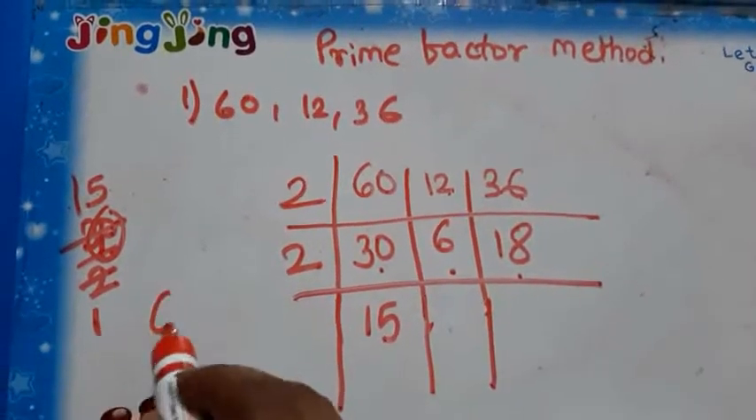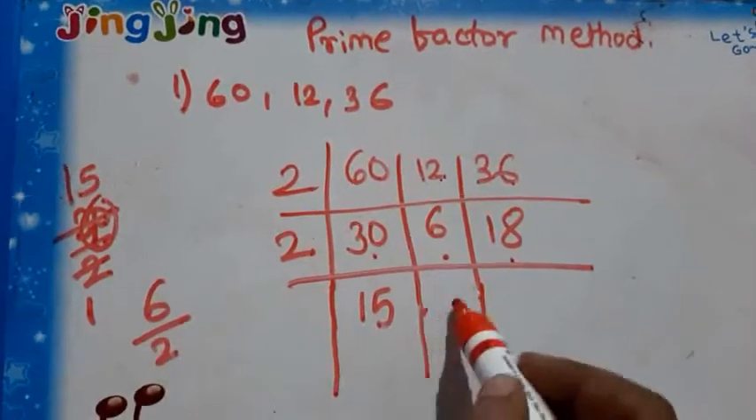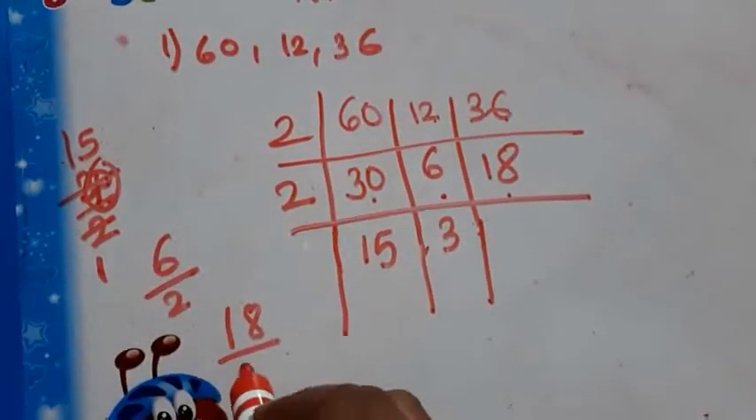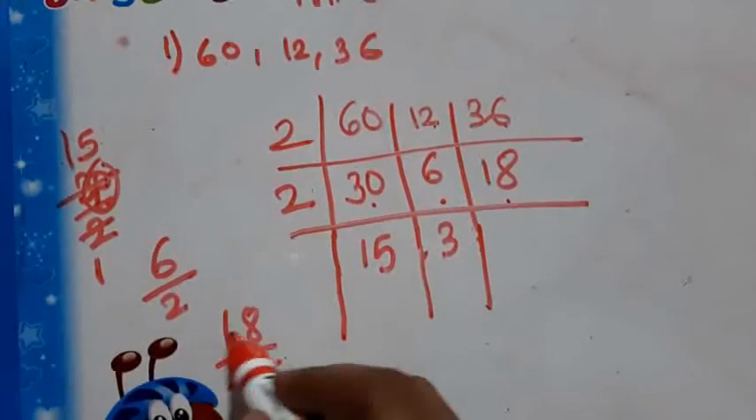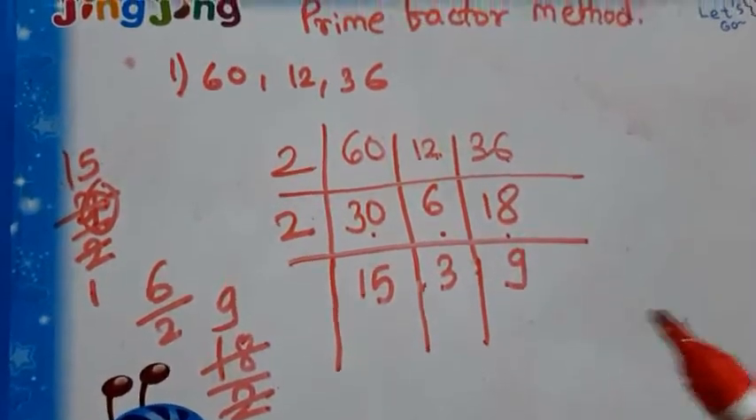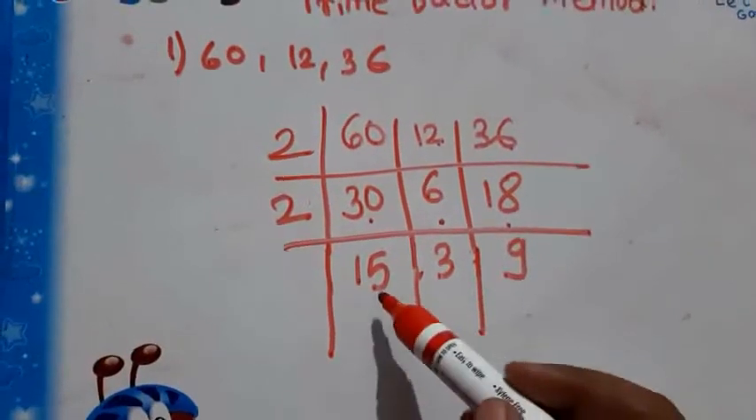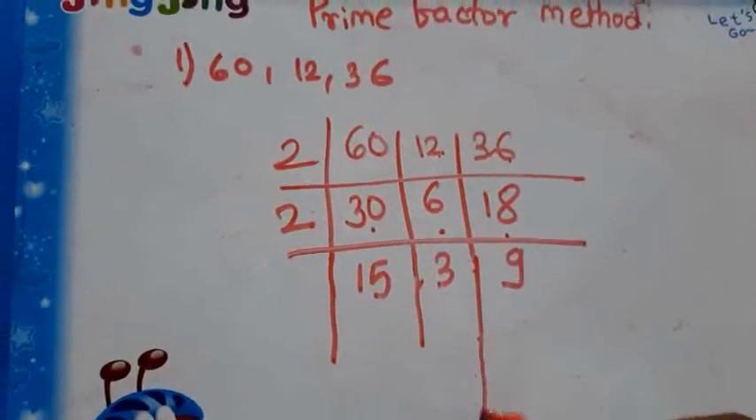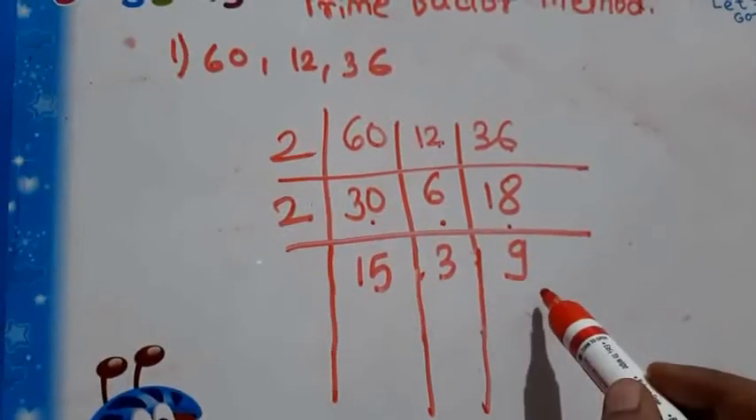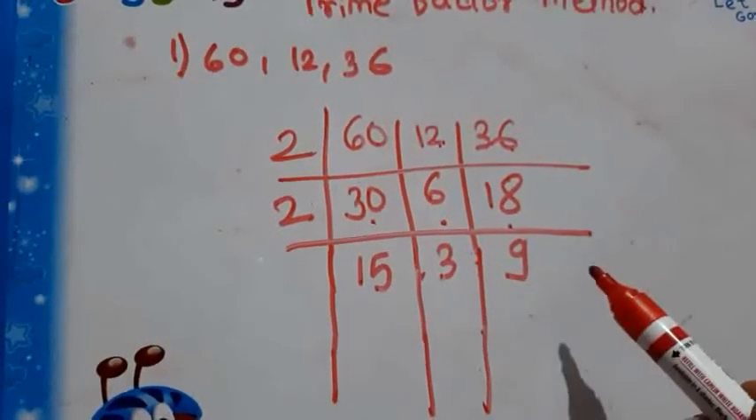Below 6, 6 divided by 2 will be 3. And below 18, 18 divided by 2: 2 ones are 2, 2 nines are 18. Here will be 9. Now what we got? 15, 3 and 9. Now all these three numbers are not coming in the 2's table. So we have to go to the next.